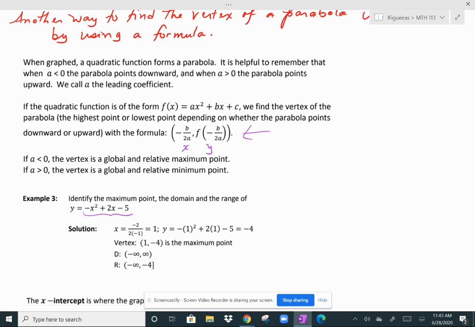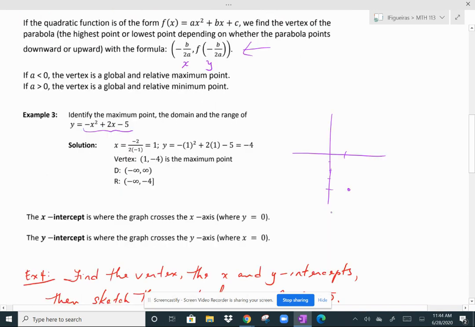Since it is a maximum point, I'll just sketch it really quick. So (1, negative 4) means you go 1 to the right and 4 down, so you're here. So your graph would look something like this, okay? Your domain is always all real numbers when you're talking about quadratics, but your range is all real numbers from negative infinity all the way up to -4, and that's it. There's nothing above -4. So remember, read your y values when you're identifying range.